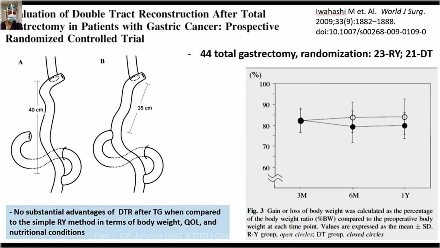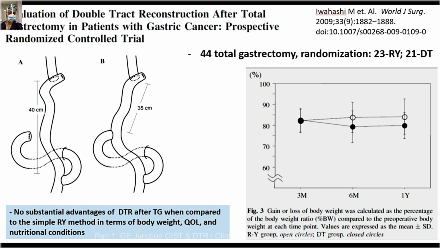Iwahashi M. et al. evaluated the double track reconstruction after total gastrectomy in patients with gastric cancer. It was a prospective randomized controlled trial. A total of 44 patients underwent total gastrectomy, randomized to 23 Roux-en-Y and 21 double track. They reported that there is no substantial advantage of double track reconstruction after total gastrectomy when compared to the simple Roux-en-Y method in terms of body weight, quality of life, and nutritional condition.